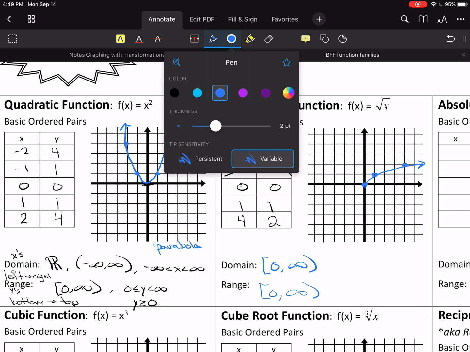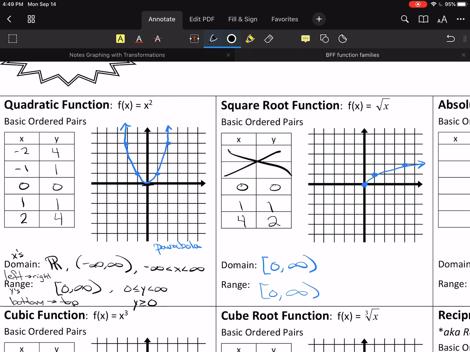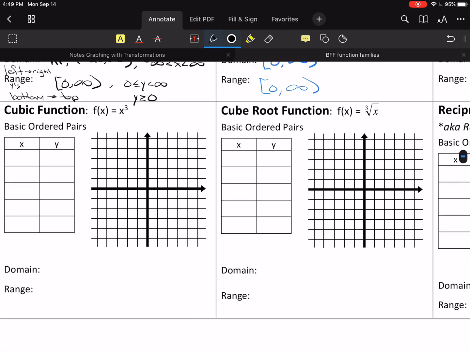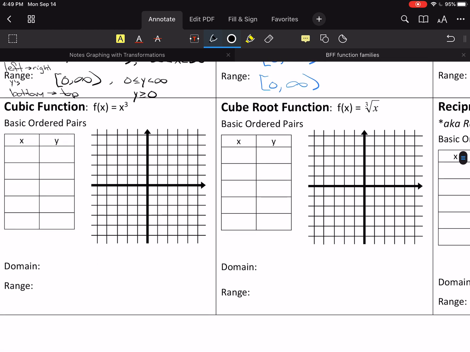All right. Now, the next two we're going to look at are right below it. We're going to look at the cubic function and the cube root function. Okay. So again, we're going to look at these together because they are inverses of one another. Okay. And that makes them related in that we flip around our x's and y's to find the other.